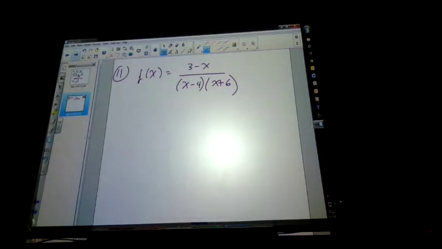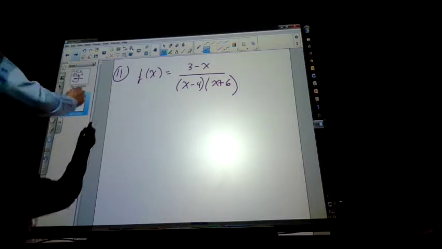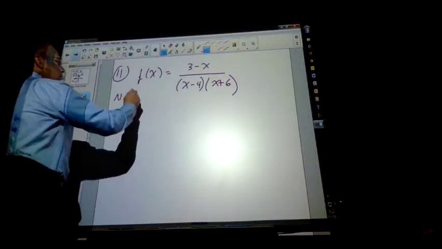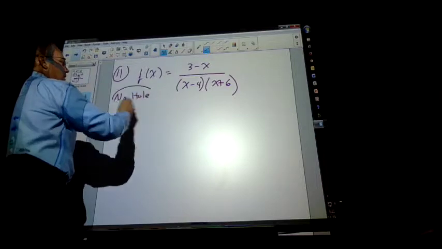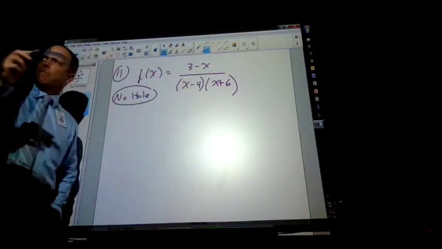Does this graph have a hole? By looking at it, obviously it's reduced down to binomials. How do you know if it doesn't? The binomial has to match on top and on bottom to have a hole. That's the first thing. So I don't have a hole on this problem because a binomial on top is not matching a binomial on bottom.